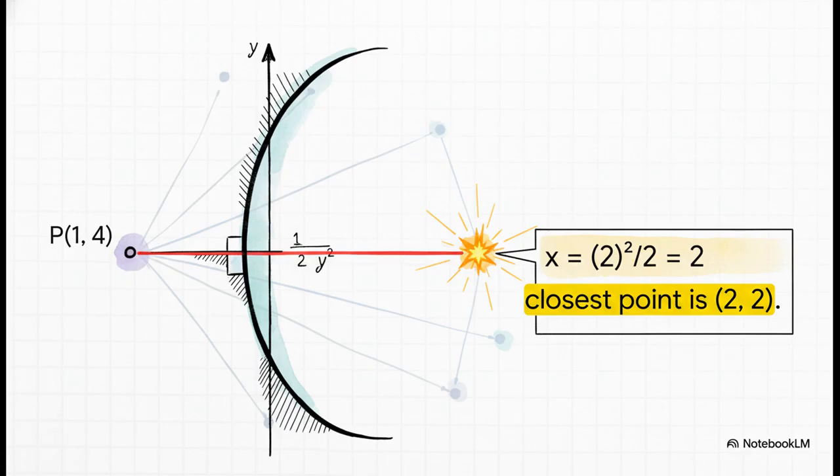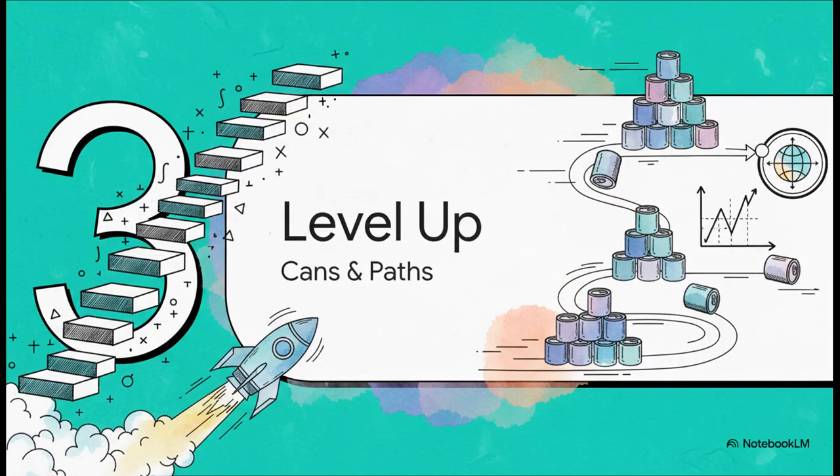And there we have it. The point (2, 2) is the closest point on that parabola to (1, 4). Done. Awesome. Now that we've walked through the technique step by step, let's see how our universal toolkit applies to some totally different scenarios.